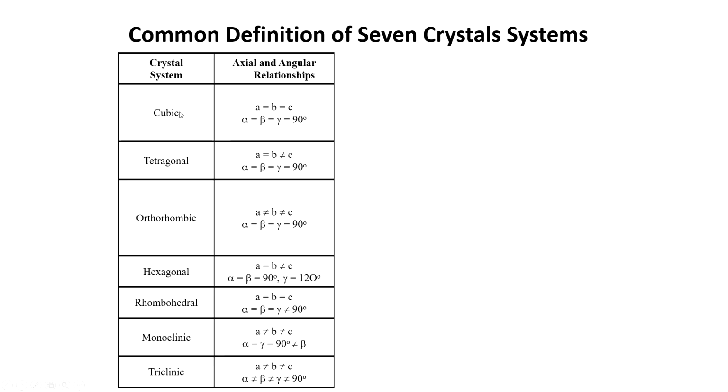Now, here are the 7 crystal systems: cubic, tetragonal, orthorhombic, hexagonal, rhombohedral, monoclinic and triclinic.